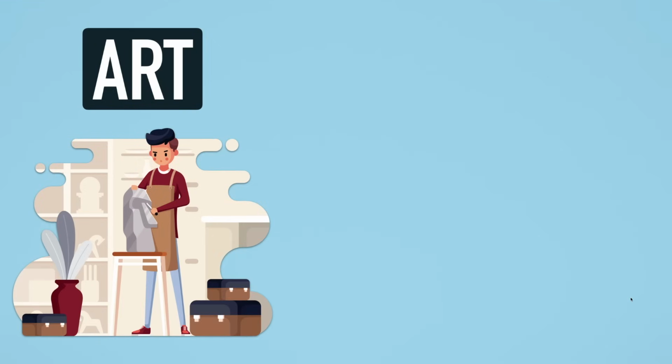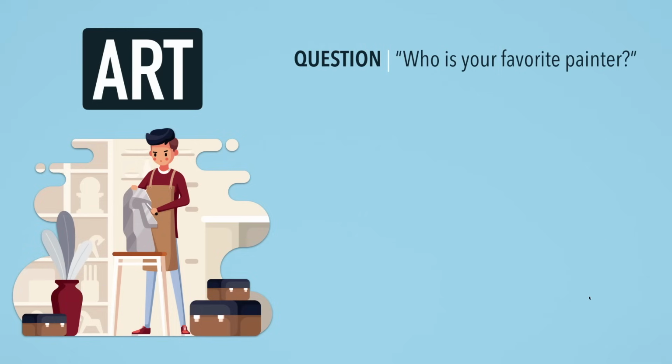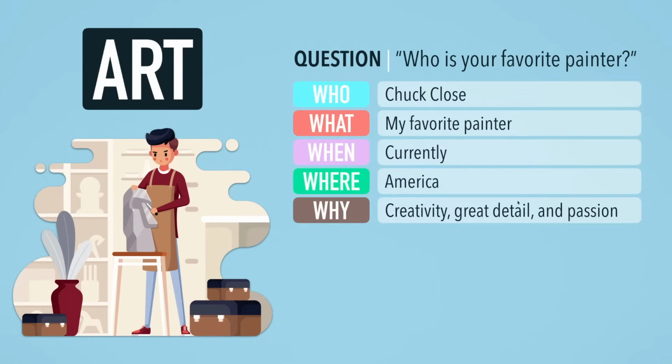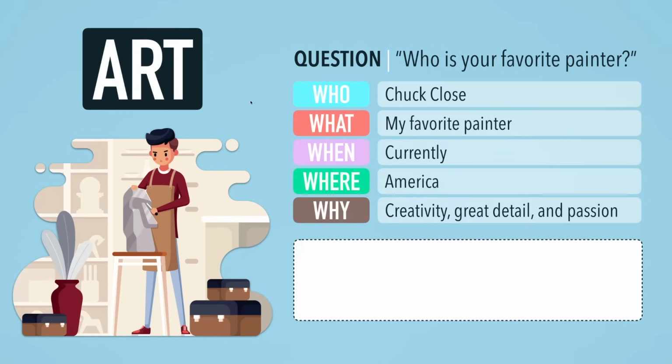All right, here we go. So let's say, for example, someone asks you a question about art. The question may be, who is your favorite painter? Now, you probably remember that I am an artist. I love to draw and paint. But if someone asks you that question, how would you answer? Well, you can answer by simply using the 5 W's. Who, what, when, where, and why.